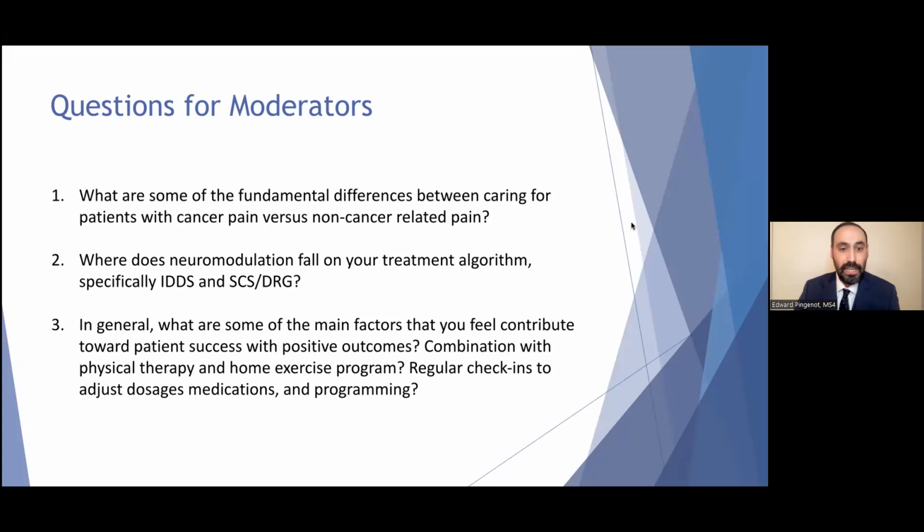So Dr. Galati, what are some of the fundamental differences between caring for patients with cancer pain versus those with non-cancer related pain? Well, we obviously, as pain physicians, want to help all of our patients equally to the best of our abilities.